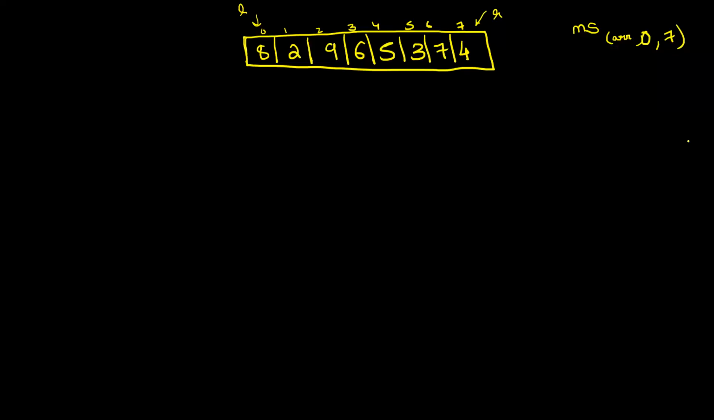Think of it as the context of this is running. So what will happen? First of all, you will compute mid. What is mid? Mid is (L plus R) by 2. What is (7 plus 0) by 2? 7 by 2 is 3. So mid will be at index number 3.